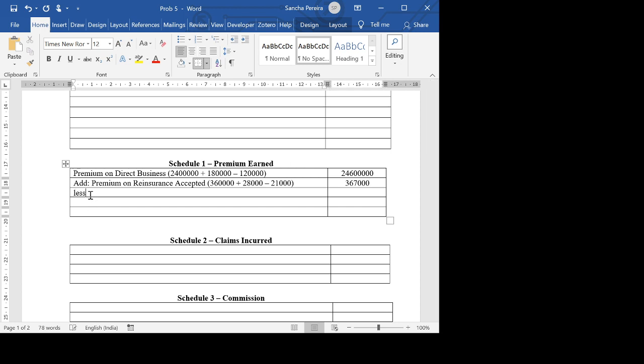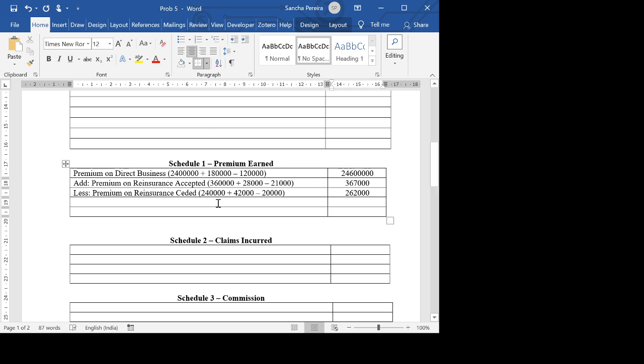Similarly, I'm going to minus less premium on reinsurance ceded. That is 2,40,000. Outstanding at the end is 42,000, so added. Outstanding at the beginning is 20,000, minus it. So that comes to 2,62,000.